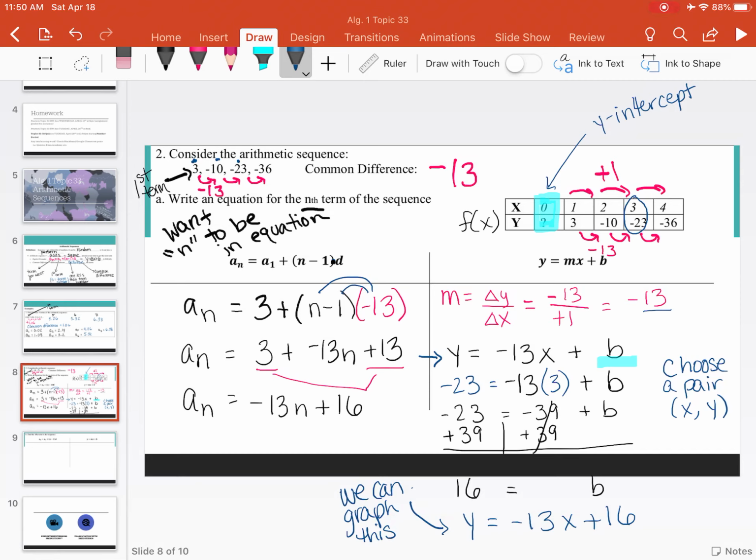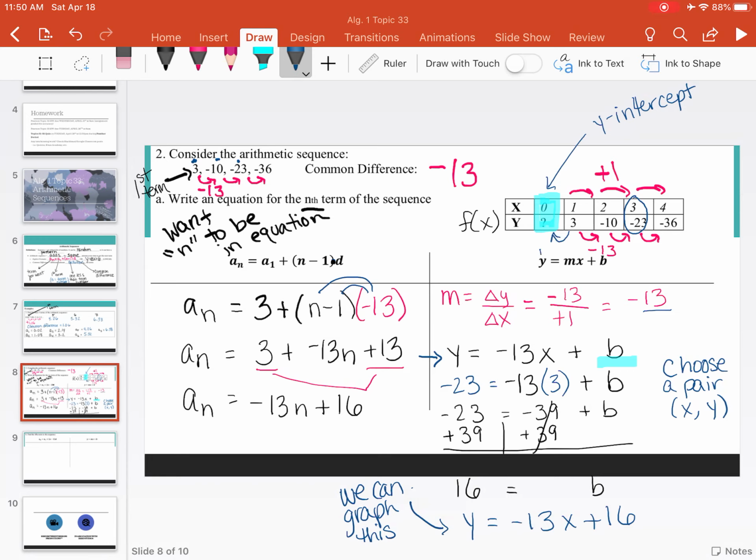Now, before I move on, I have some people who usually ask me the question, well, does it matter which point you choose? No, it could be whatever pairing you want it to be. I just wanted to choose 3, negative 23, just for this example. Sometimes what students also ask me is, hey, I know I'm subtracting negative 13 on the y side in order to continue on with my sequence. Can I do the opposite and go backwards?